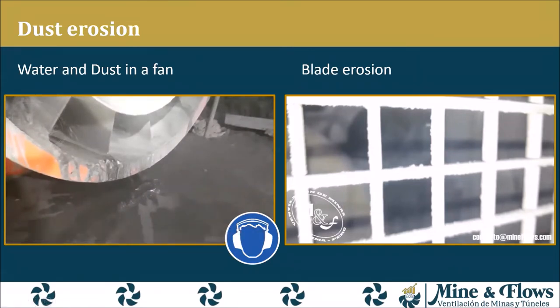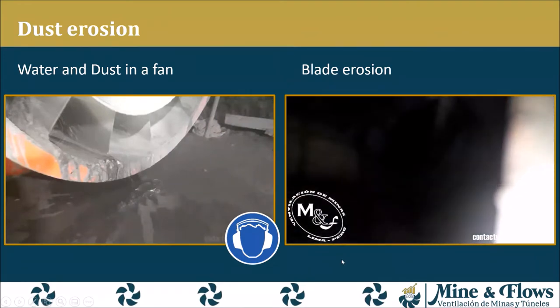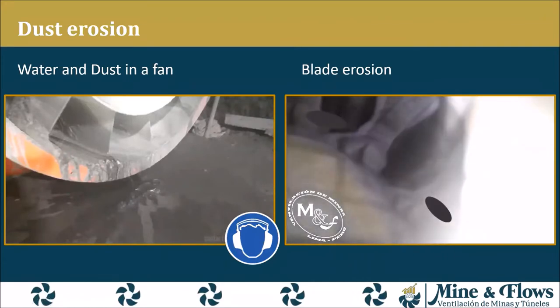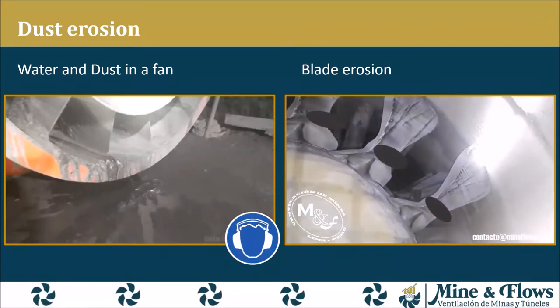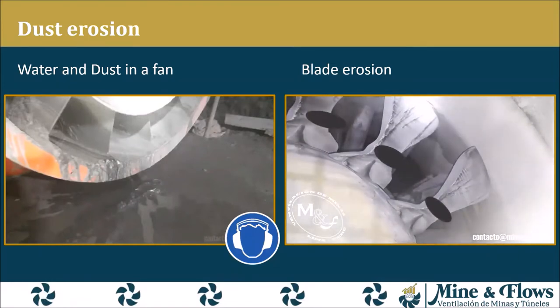Maybe these ventilation raises have the objective of controlling the dust dispersion, exhausting air with a high concentration of dust. The high rotation velocity of the fan blades generates a continuous impact of small but hard particles, and the water cleans the blade surface for a new impact. This continuing process wears the blades of the fan and reduces the efficiency. We can see the erosion of the blades.